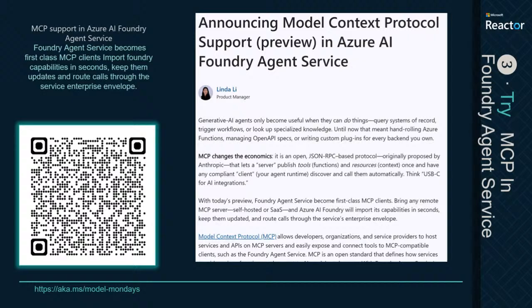And MCP support lets your app reason about context and route tasks to the best model automatically. So fewer if-else blocks, more intelligent abstraction is what you get with MCP support in Foundry Agent Service.